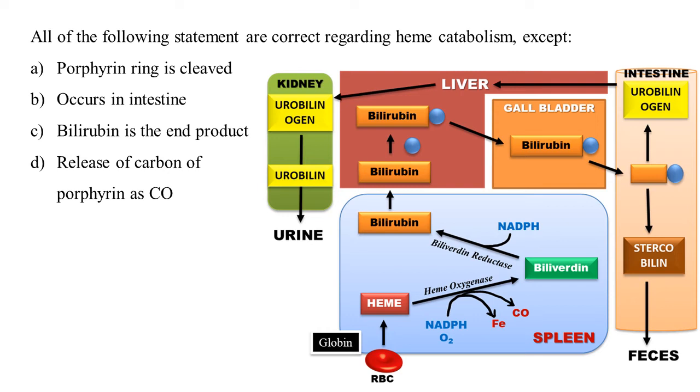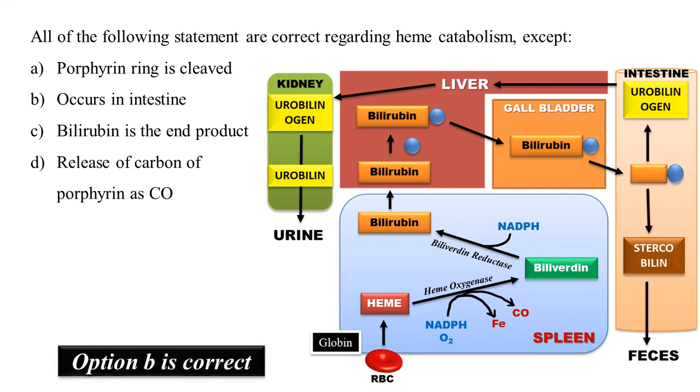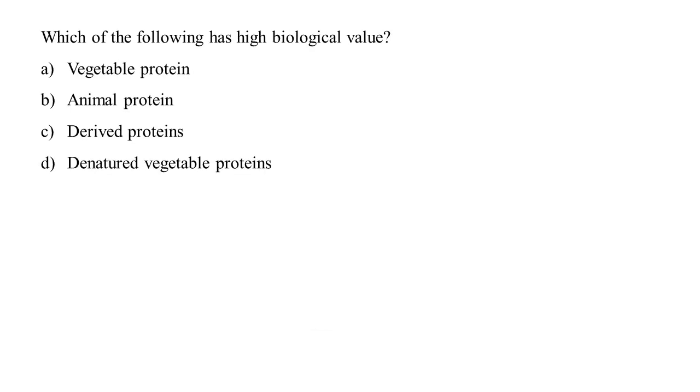If you look carefully at all the stages of heme catabolism, only one thing is objectionable here: it occurs in the intestine. As you know, heme is catabolized up to bilirubin in reticuloendothelial cells, but not in the intestine. That's where option B has to be the correct answer in the present case.